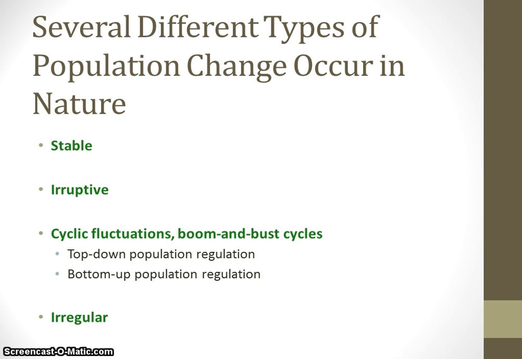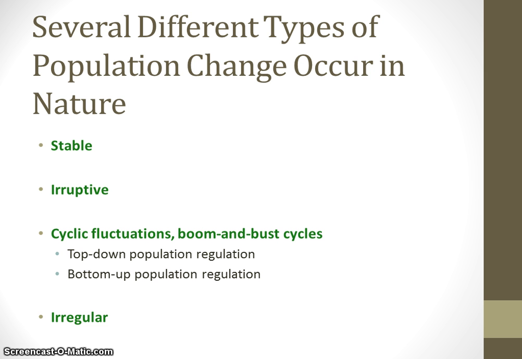Cyclic fluctuations are more typical in nature, and this is what we were seeing in the lab that we did last week with the mice and the weasels. What you have with cyclical fluctuations is a predator population and a prey population going through ups and downs with each other.